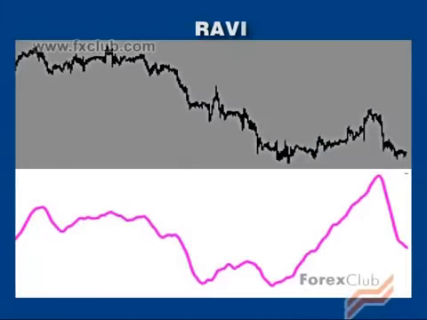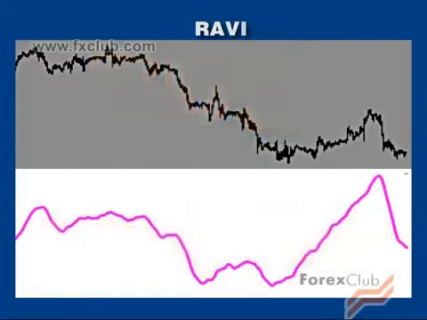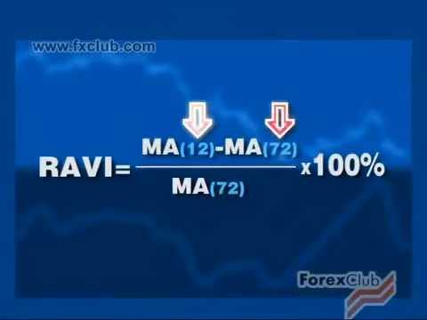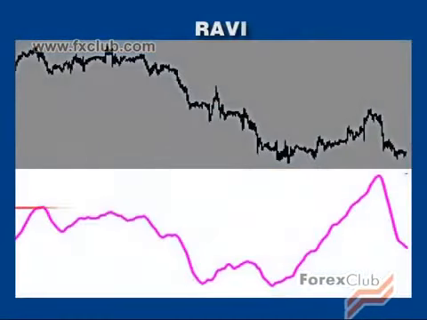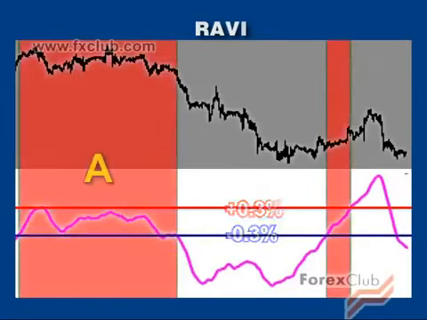And here's an example of RAVI at work on an hourly chart. Take a look at this hourly chart for the euro. We've selected the parameters of RAVI as 12 and 72. Signal lines are drawn at levels plus 0.3 and minus 0.3. Zone A is an easily recognizable trading range.